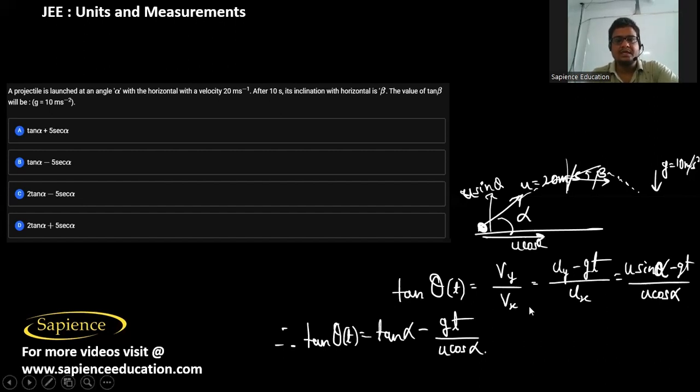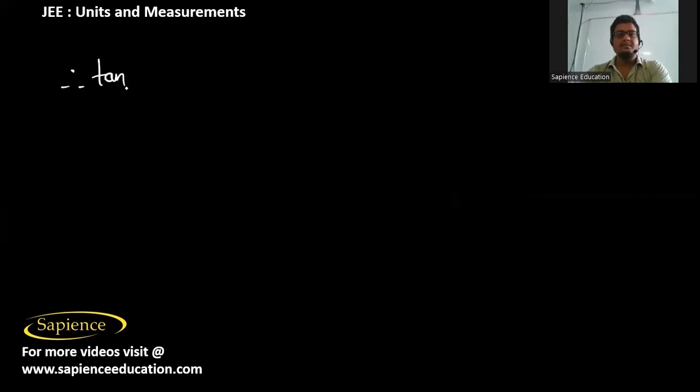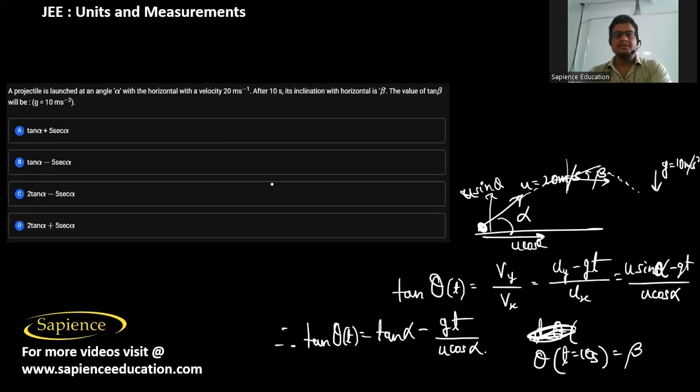So the value of tan beta we have to find. Here it is told the value of the angle theta at t equal to 10 seconds is equal to beta, which you have to find. So tan beta, we can say, is equal to tan alpha minus Gt. So theta is equal to beta at t equal to 10 seconds.